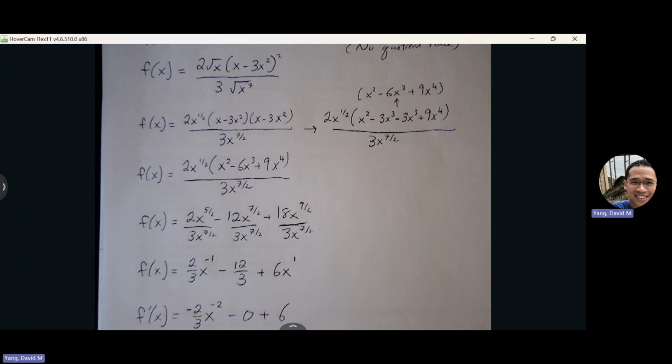Yeah, again, another trouble spot students have is thinking of this as x to the 1/7 or x to the 2/7, but that's actually x to the 7/2. This looks good.